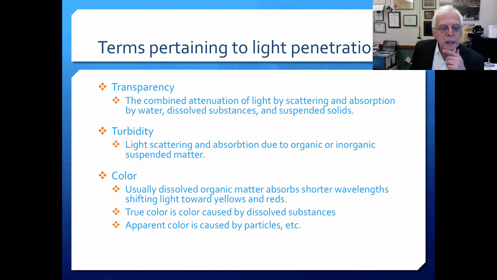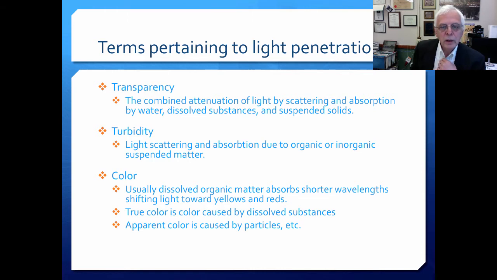Now, there's another thing called turbidity, and you have probably observed turbidity if you've had a glass of milk and drank or poured out most of the milk and then filled it with water. That cloudiness of the water is called turbidity, and that's light scattering and absorption due to organic or inorganic suspended matter. So if you add a little bit of flour to some water and shake it up, you're going to suspend some of those particles in the water, and you're going to make it turbid. If you filter out those flour particles, you haven't changed the color of the water, so you have not changed the true color, but you have altered the turbidity.